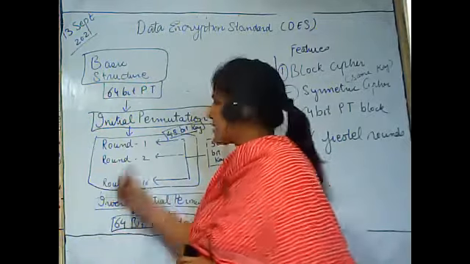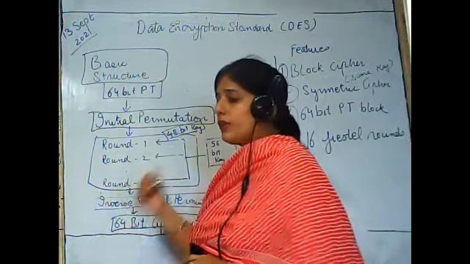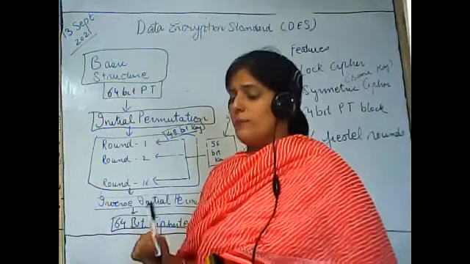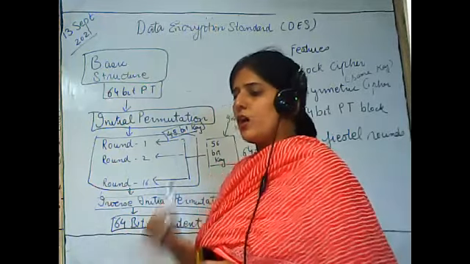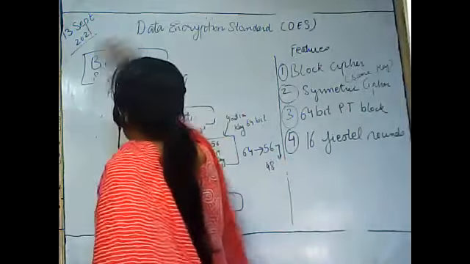The main work starts from the round part. What type of round structure will we use here? That is the Feistel round structure. We will discuss in detail how this Feistel round works, and one by one we will discuss its structure.